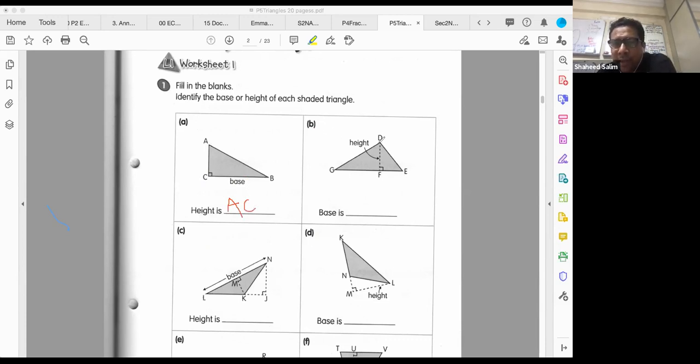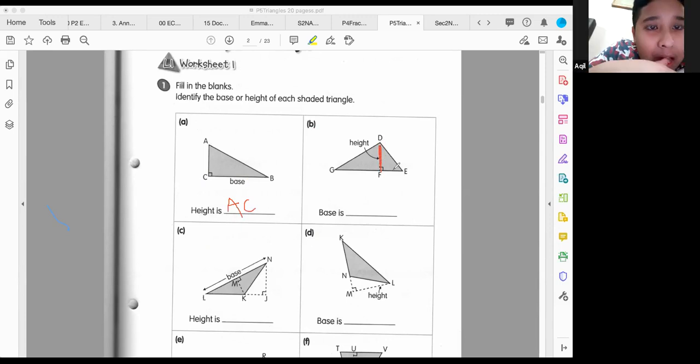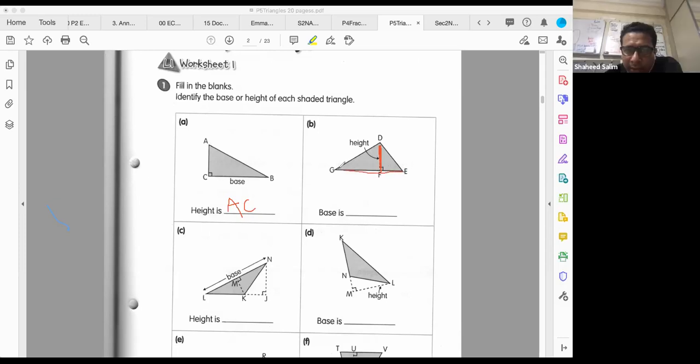Where is the base? This one is the height now. Where is the base? This is the man. Where is the tanah? FE. FE, correct. Okay, we take the whole thing again. Correct. GE, we put GE. FE is half of the triangle. Okay, GE, we take the whole thing.